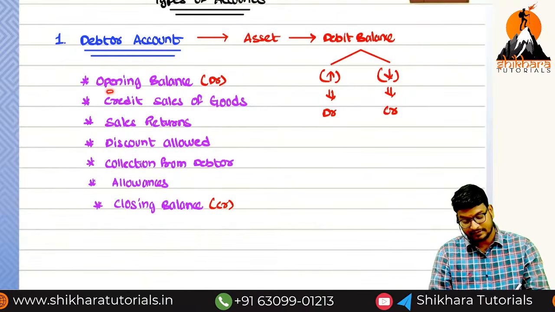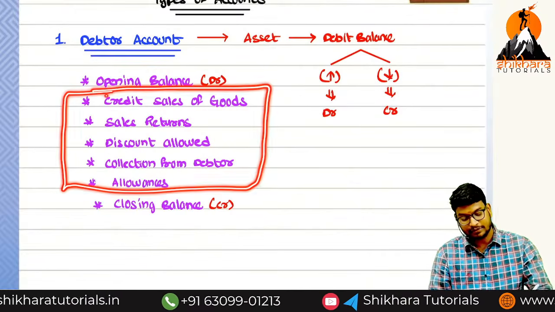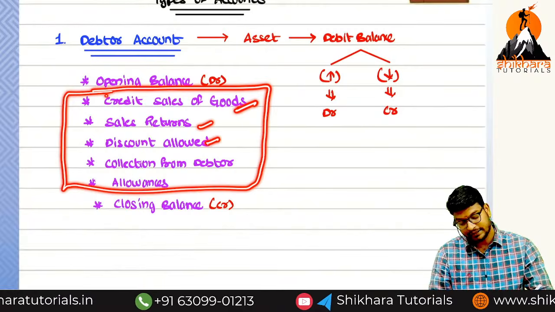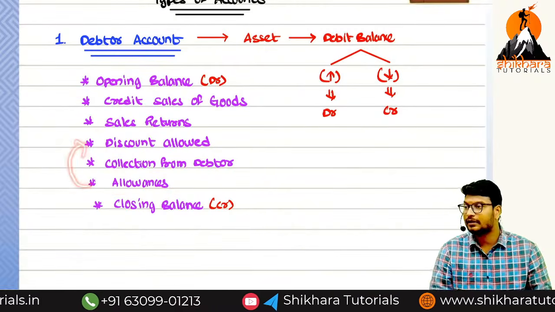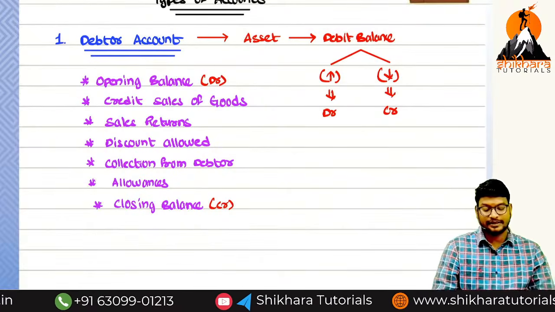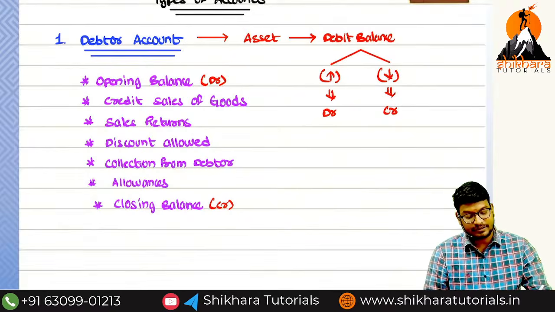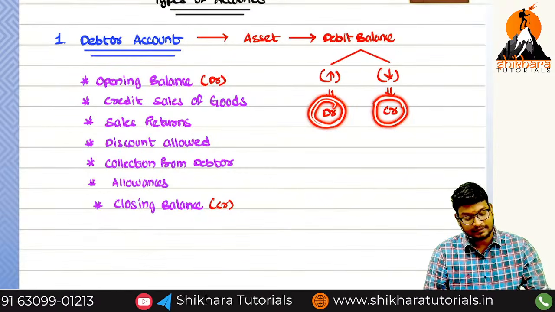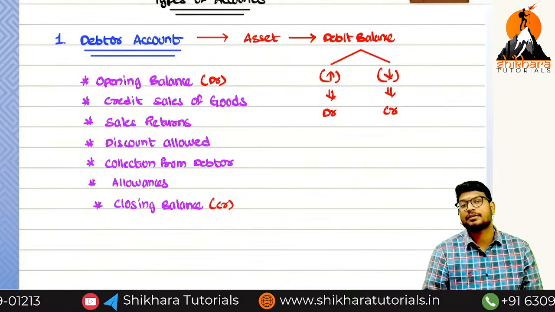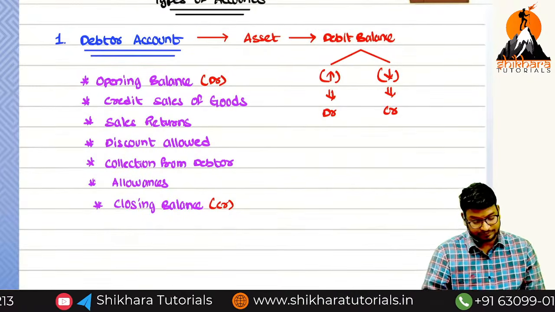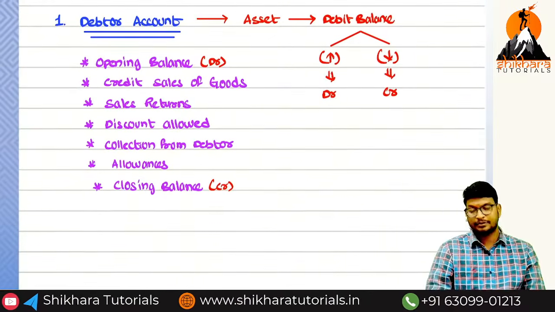So let me discuss each transaction one by one. How many transactions do we have to see now? 1, 2, 3, 4 and 5. Discount allowed is similar to allowances, okay? So 5 transactions. We have to decide increase or decrease. Increases means which side? Debit side. Decreases means which side? Credit side. Okay, guys? So all based on which approach? Modern approach. Okay, please write up to here. We can discuss.